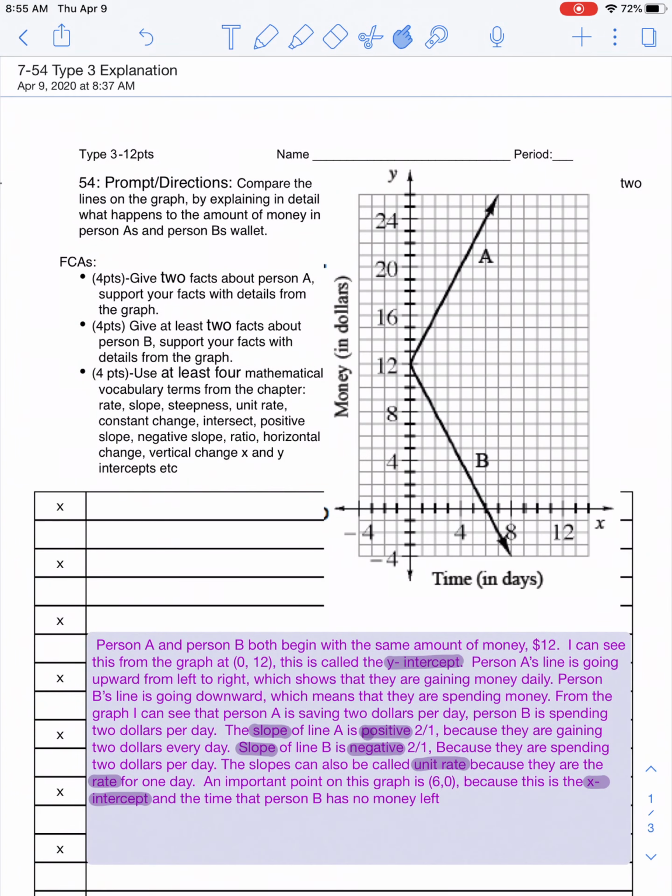All right, I'd like to take a look at this writing that I assigned you last week. And I just wanted to go over it and make sure we fully understand it. It says compare the lines on the graph by explaining in detail what happens to the amount of money in person A and B's wallet.